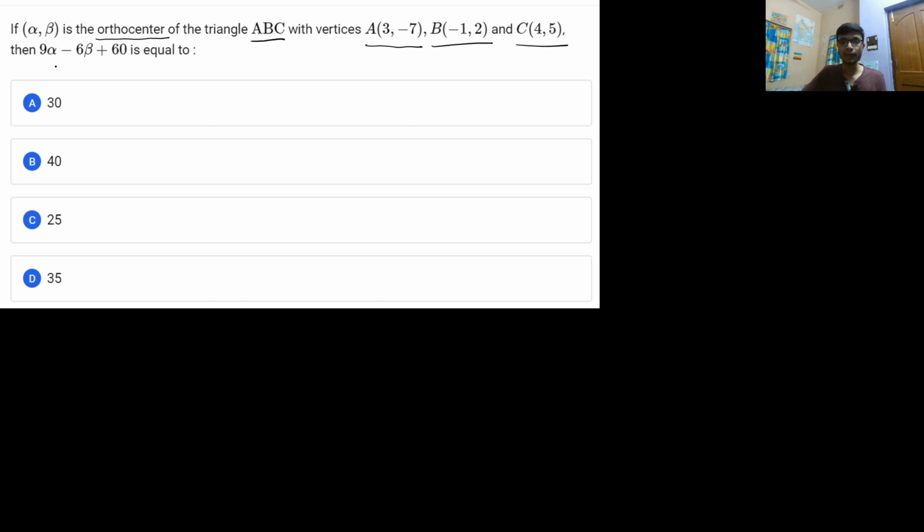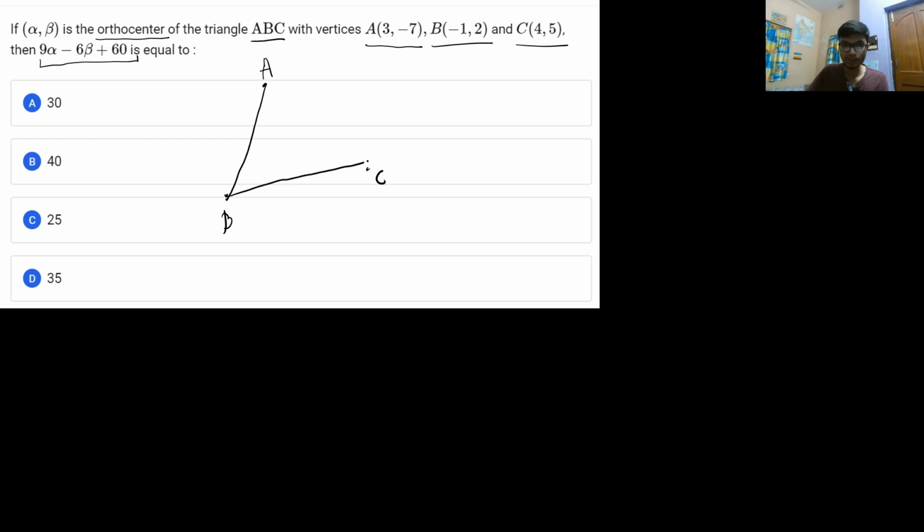Once you are able to find the value of alpha and beta, that is the orthocenter of the triangle ABC, you are then able to calculate this expression. Alright, so let us understand what the orthocenter of a triangle means. The orthocenter of a triangle is basically the point of intersection of the altitudes.